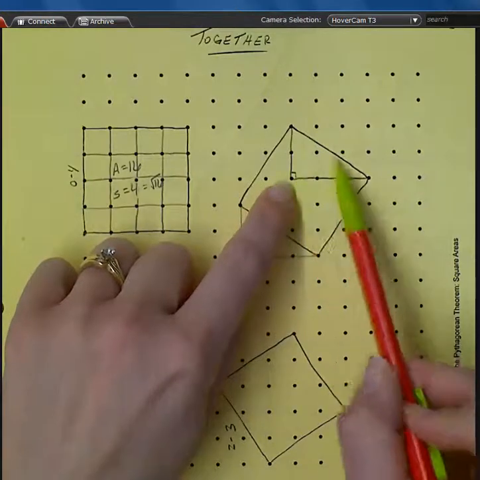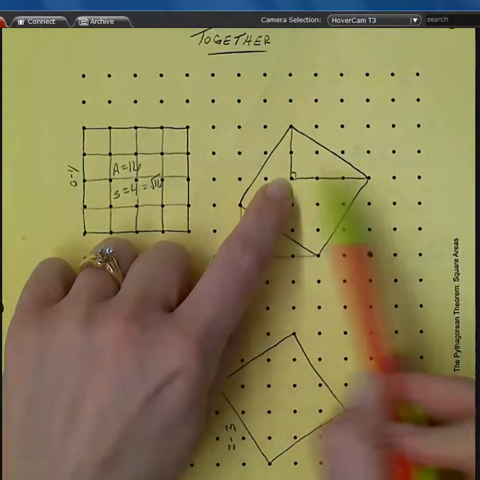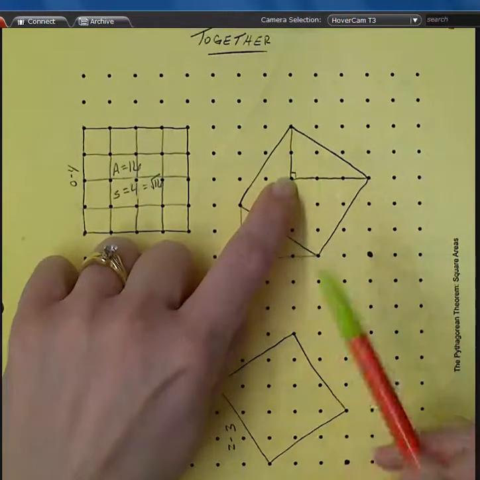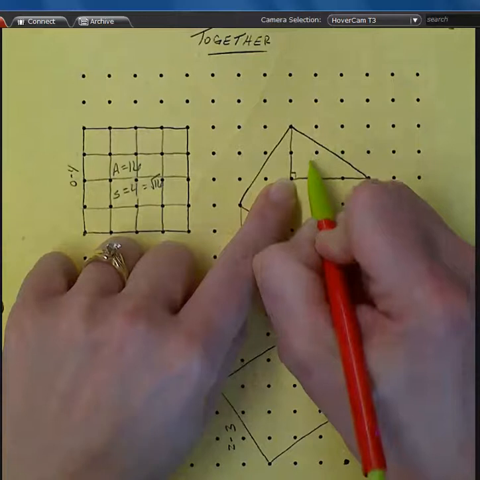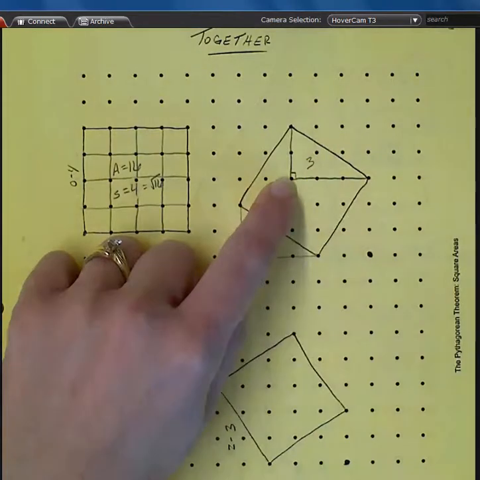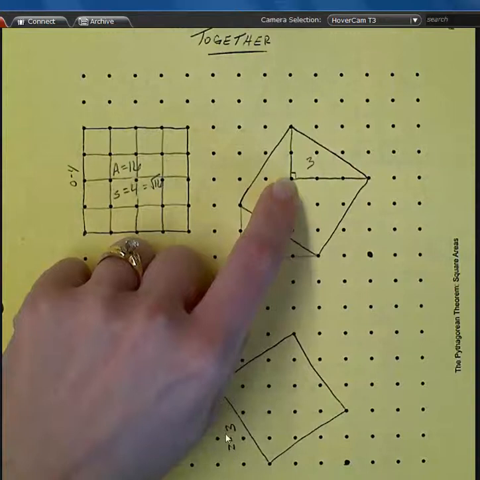How big is this space? What's the area of this space, of this triangle that we just drew? If it's 3 by 2, 6, but then you have to take half of it. So the area of this would be 3. You with me so far?